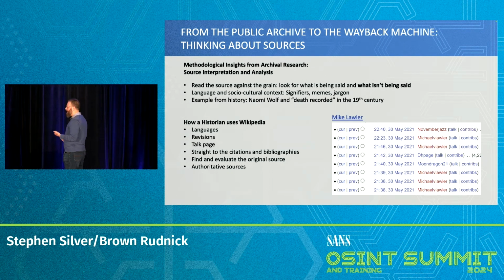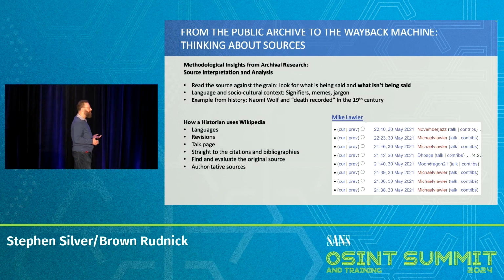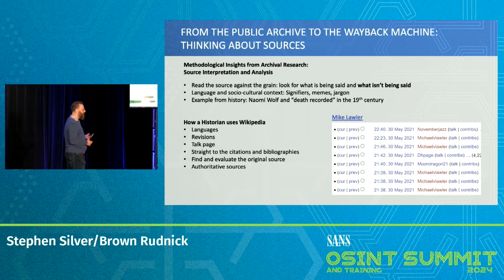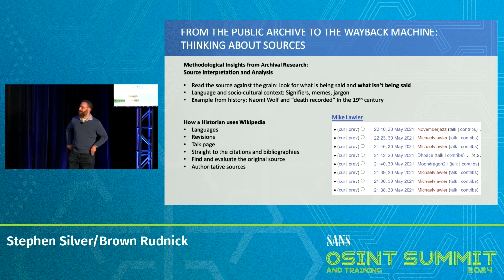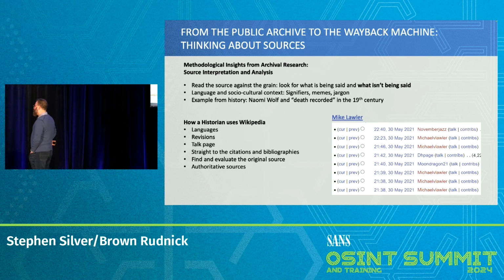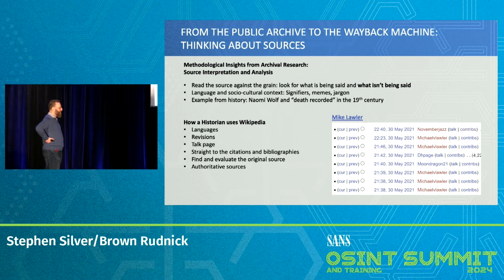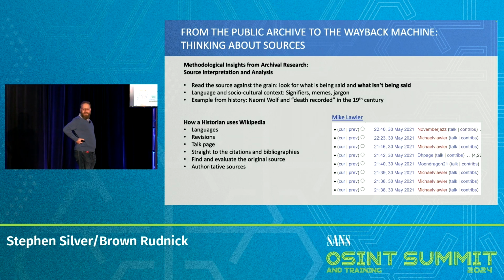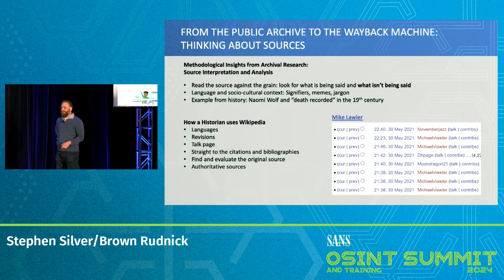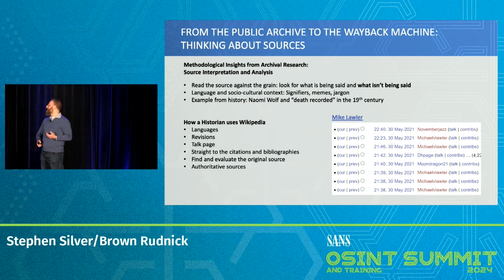There's the revisions page, which includes a list of changes to the Wikipedia page. And the talk page is also pretty useful, because that's like a little mini message board for the Wikipedia page. Now, the example I have here of reading Wikipedia against the grain is from a year ago.